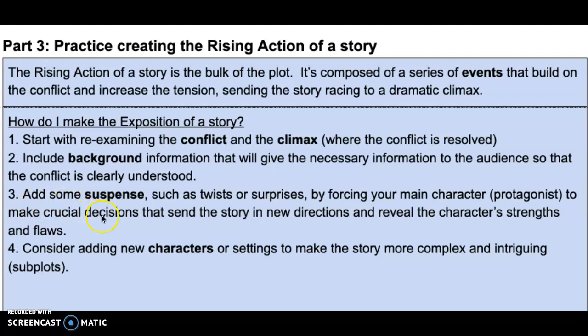Three, add some suspense, such as twists or surprises, by forcing your main character, also known as a protagonist, to make crucial decisions that send the story in new directions and reveal the character's strengths and flaws. It's always boring if the character's perfect. It adds conflict if there are some flaws.